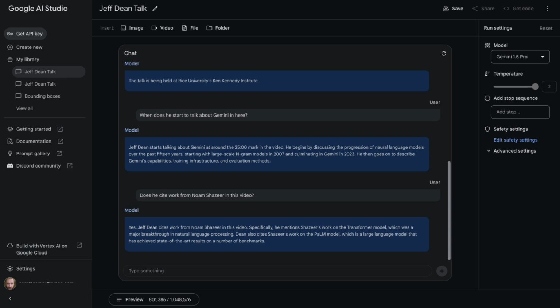It also mentioned in here that Dean also cites Shazeer's work on the Palm model, which is a large language model that has achieved state-of-the-art results. Now, this bit, I think, actually could be using its own internal information as well, in that, yes, Jeff Dean does talk about the Palm model, certainly in there, and it talks about MedPalm after that, but I don't think he has a slide for it that actually lists Noam Shazeer's name. So my guess is that it's internal knowledge. It's got some of those things. So I guess we didn't ask it to just use the video in this case.